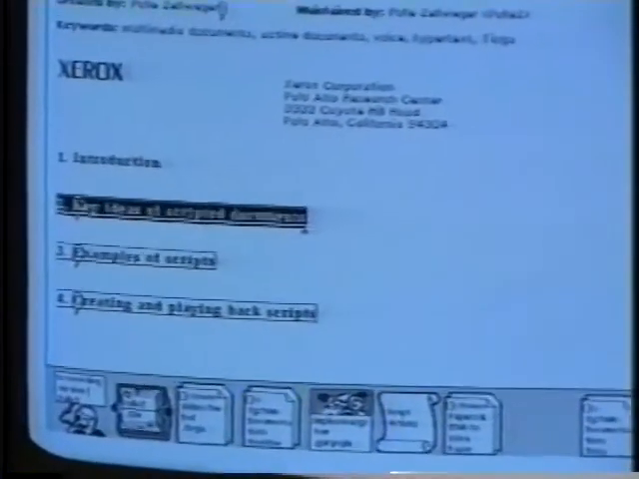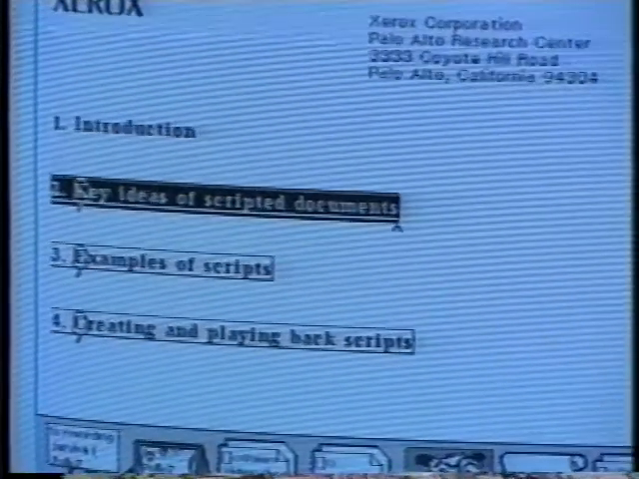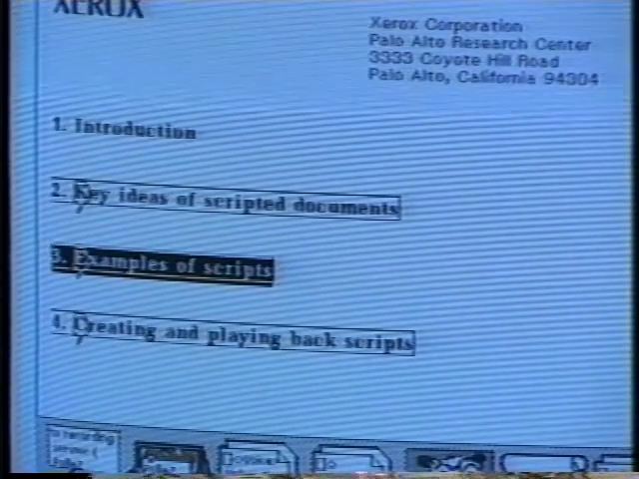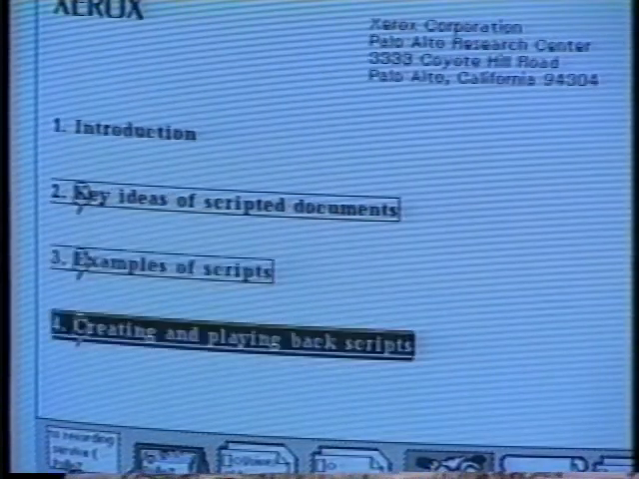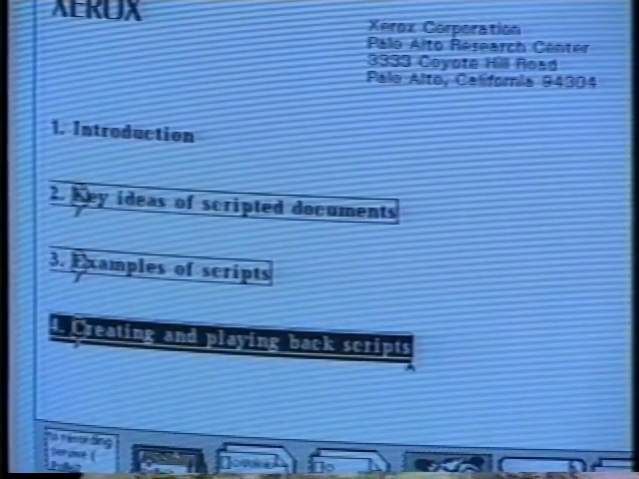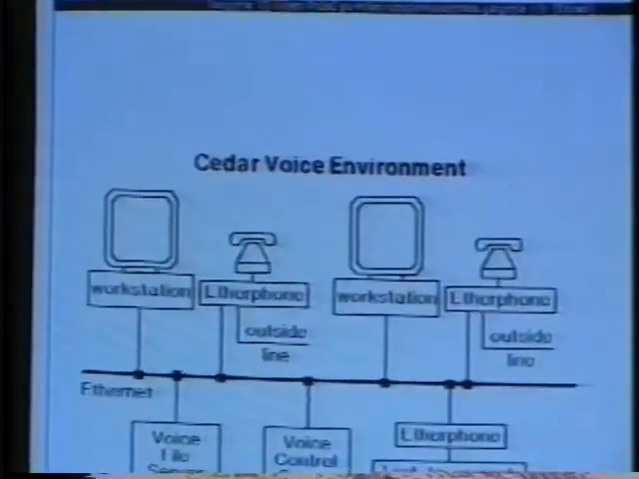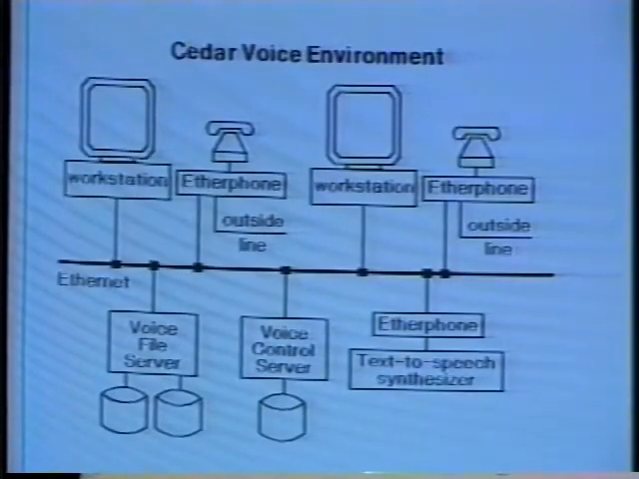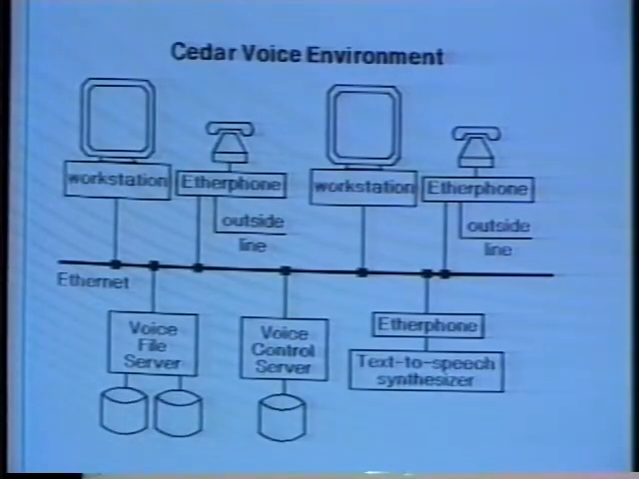This document presents the key ideas of scripted documents, describes some example uses of scripts, and explains how to create scripts and play them back. Scripted documents rely on the Etherphone system for their narration. This portion of the script describes the voice system architecture by animating a diagram made with the Gargoyle Illustrator. Actions at each step play back previously recorded voice segments and drive Illustrator commands to highlight system components.